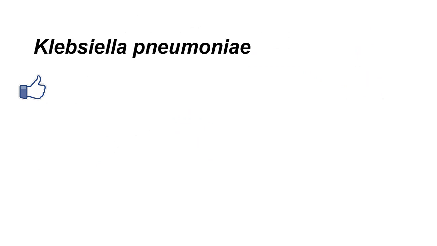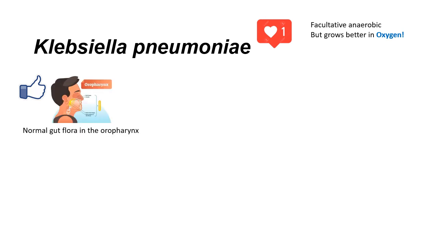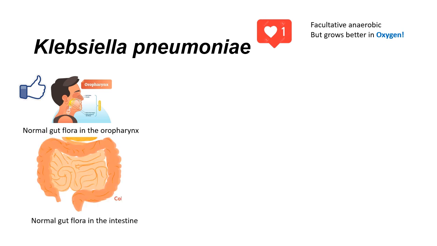Klebsiella pneumoniae is a very common pathogen also, and we see it on a daily basis, unfortunately. It's a facultative anaerobic bacteria, but it grows better in the presence of oxygen, so it likes oxygen. I want you to remember this, and it makes it very easy: any place where we have abundance of oxygen, Klebsiella will grow. So you can find it as part of the normal gut flora in the intestines and also in the oropharynx.